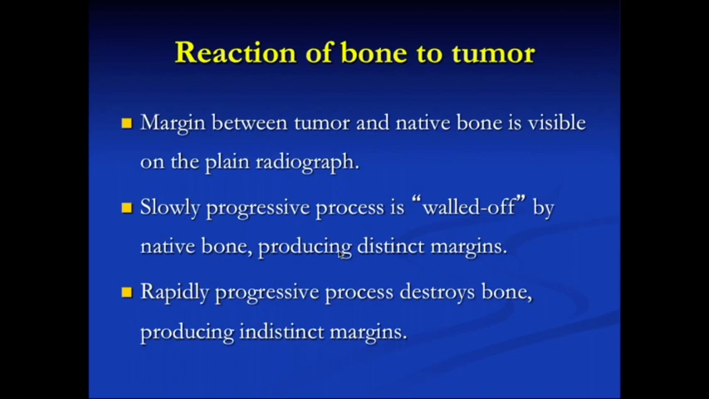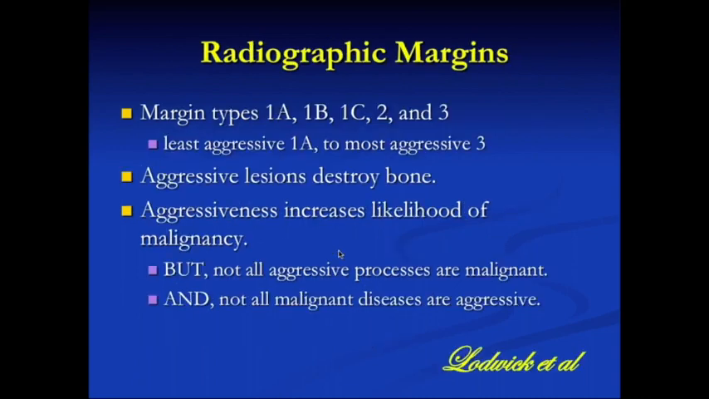So radiographic margins are classically described by the classification given by Ludwig et al. Again, a pretty old classification, but a very useful one. It classifies into 1, 2, and 3, 1 being least aggressive and 3 being most aggressive. As you know now, aggressive lesions destroy bone and aggressiveness increases likelihood of malignancy. But not all aggressive processes are malignant and not all malignant diseases are aggressive.